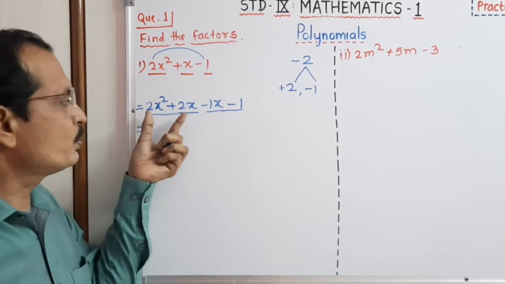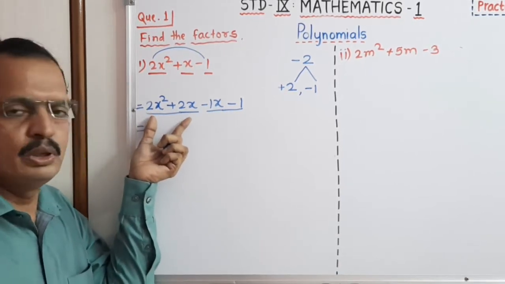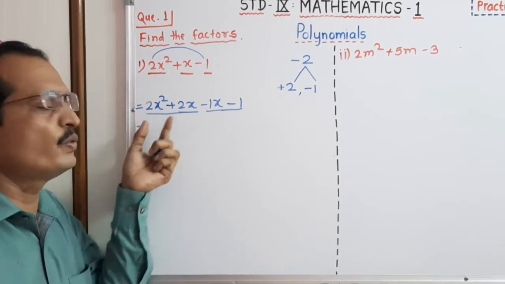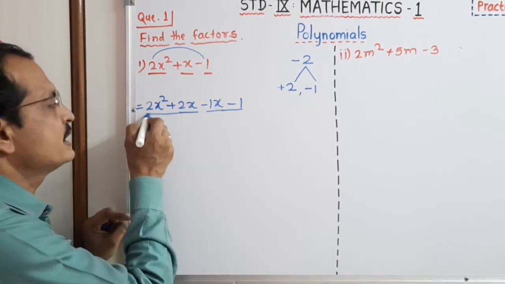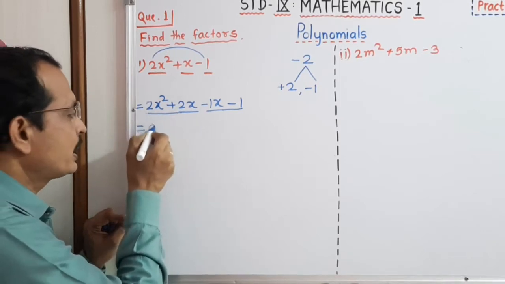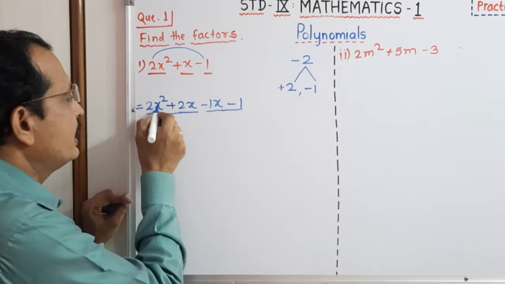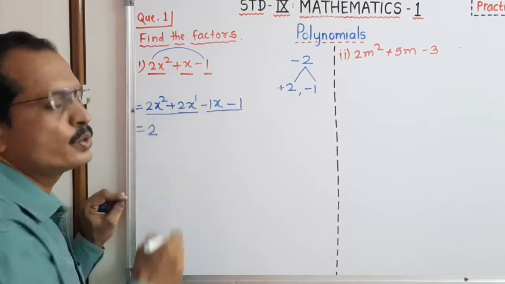First of all, we have to find out the common from these two. For that purpose, we have to observe the coefficients. Coefficient of this is 2 and here it is 2. Take out 2 as a common. Then x square and this is x raised to 1.